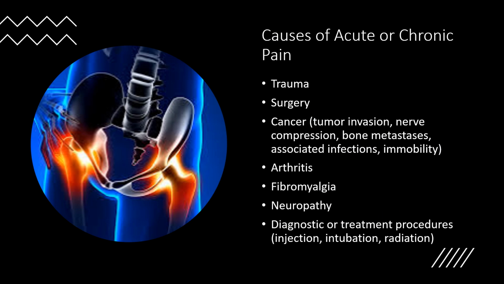So causes of pain, acute and chronic. So we have trauma, surgery, cancer, arthritis, fibromyalgia, neuropathy, diagnostic or treatment procedures. So this could be your injections, intubation, radiation. So all these different things can cause acute or chronic pain.